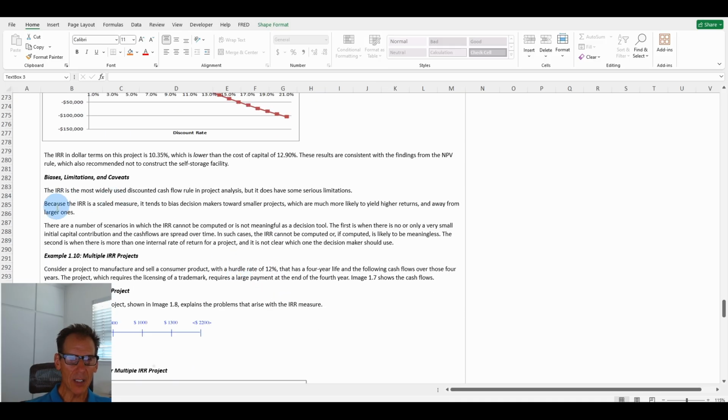Biases, limitations, and caveats. The IRR is the most widely used discounted cash flow rule in project analysis, but it does have some serious limitations.